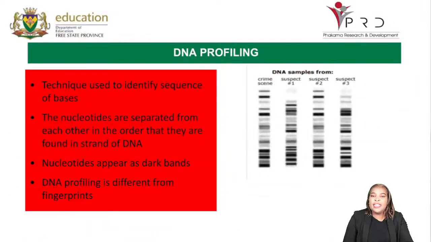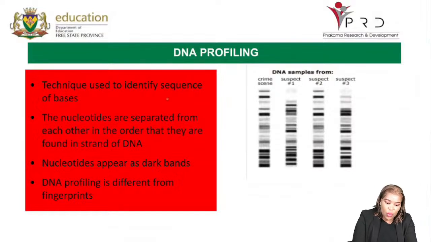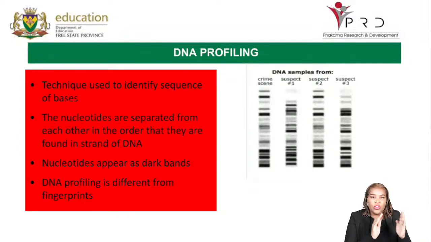Then DNA profiling. What is DNA profiling? This is a technique that we use to identify the sequence of bases. So what are these sequences? What do they do? The nucleotides are separated from each other in the order that they are found in a strand of DNA. No two persons' DNA are the same because the arrangement of the nucleotides is not the same. So they are going to arrange them in that order when they are doing your DNA profiling.